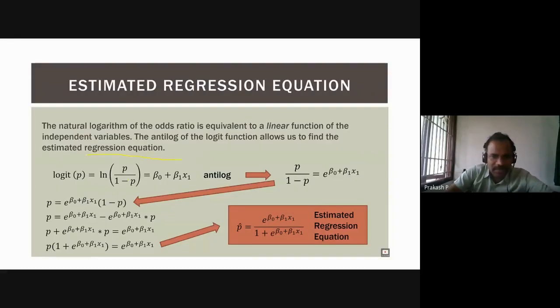Don't get worried. Can you please look into this? What is this? The odds ratio. This is the straight line equation, mx plus c. This is the odds ratio, then you can take p divided by 1 minus p. We are equating them. If you take an anti-log, it becomes like this.